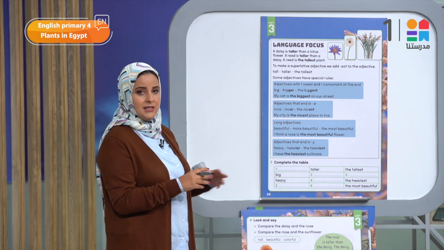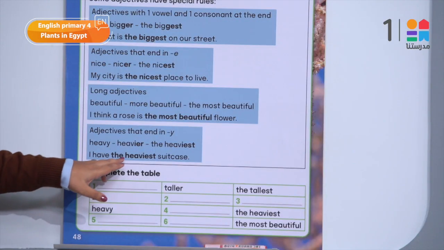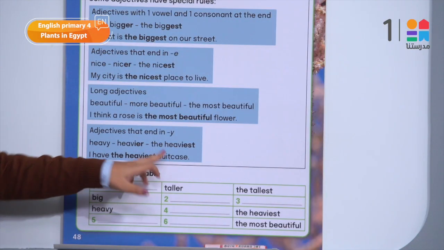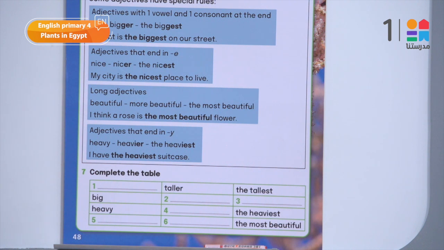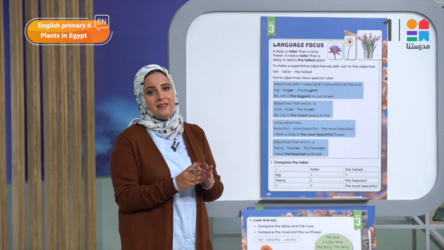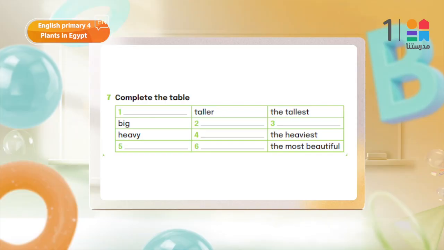Let's read the example. I have the heaviest suitcase. Very good. Now let's look at number 7 and complete the table together.